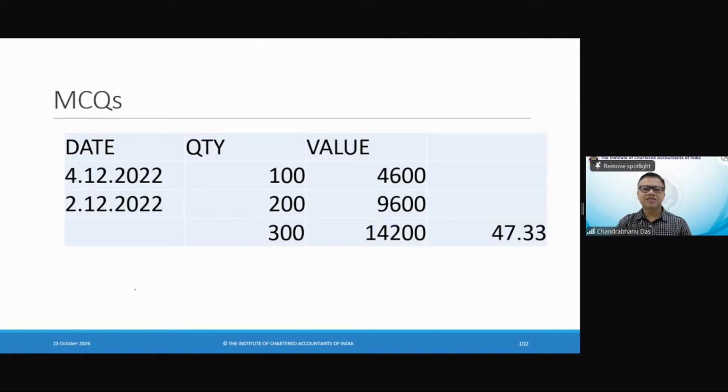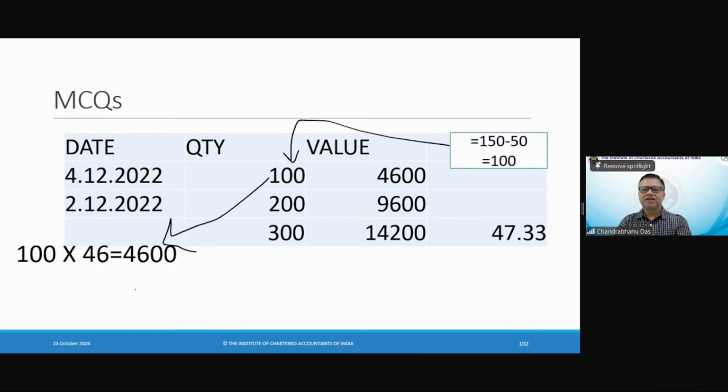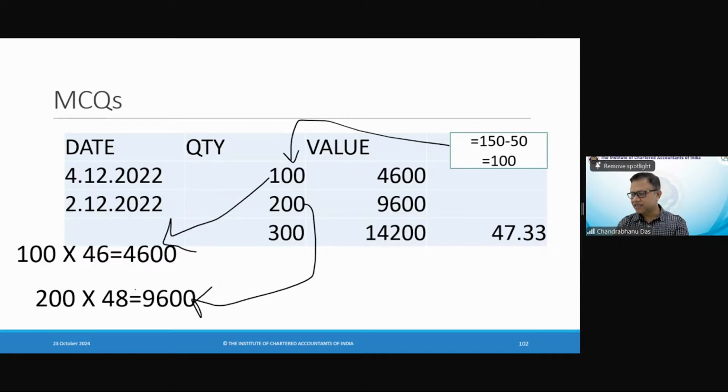Then on 4/12, you are having a quantity of 100, which is at 4,600, because out of the total 150, you have issued 50. So you have now only 100. So 100 with that 46 gives you the value 4,600. This is the price at which you recorded the inventory. Then you have got 200, which you have taken at the price of 48. So it comes to 9,600.